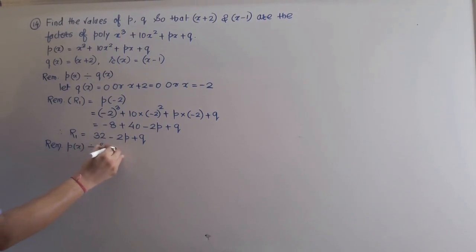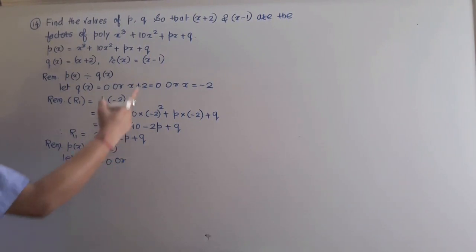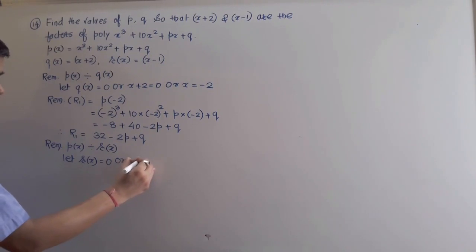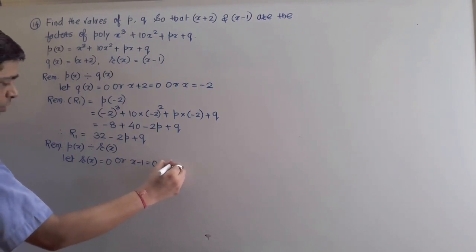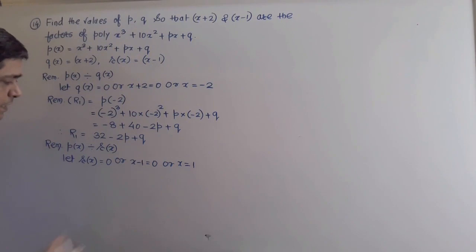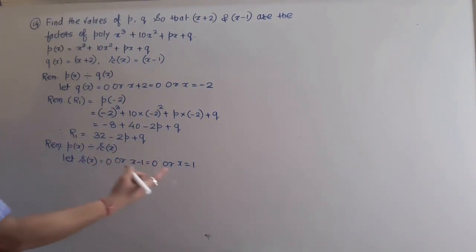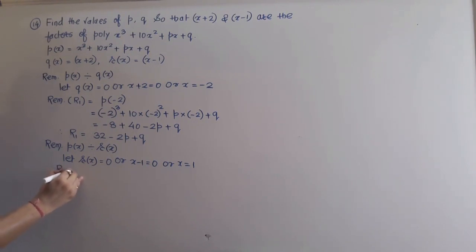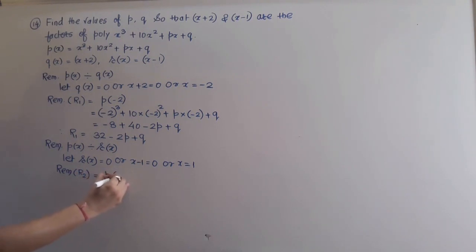Here the divisor we need to keep 0 separately in both the divisions because the divisor is different. So now who is my divisor here? r of x. So keep r of x equal to 0. Who is r of x here? x minus 1. So x minus 1 is equal to 0, or we can say the value of x is equal to 1. Now this value again I will keep in p of x, so I will get the second remainder, that is r2. That will be p of 1, because the value of x I am keeping here is 1.